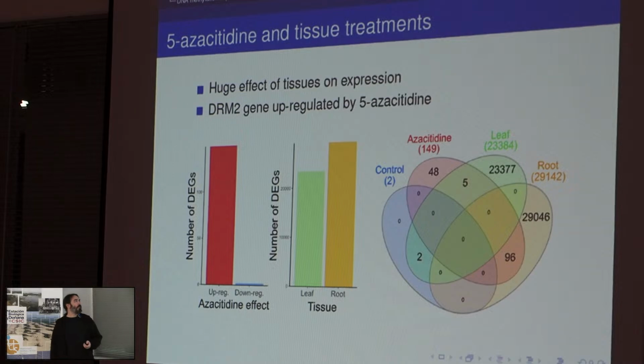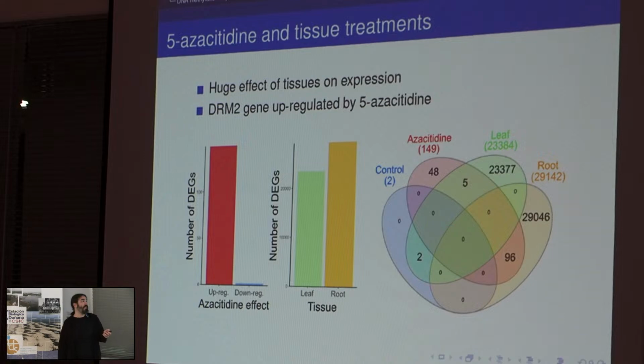So the first analysis that I'm going to explain is the differential expression analysis, okay? The first thing that I noticed is that there's a huge effect of tissue on expression. You can see the differences in numbers are larger here than here. Azacitidine affected 151 genes. However, the difference between leaf and root was almost more than 50,000 genes. Okay, so there were some overlaps. It's not a bad number, 151, but still the tissue effect was really big.